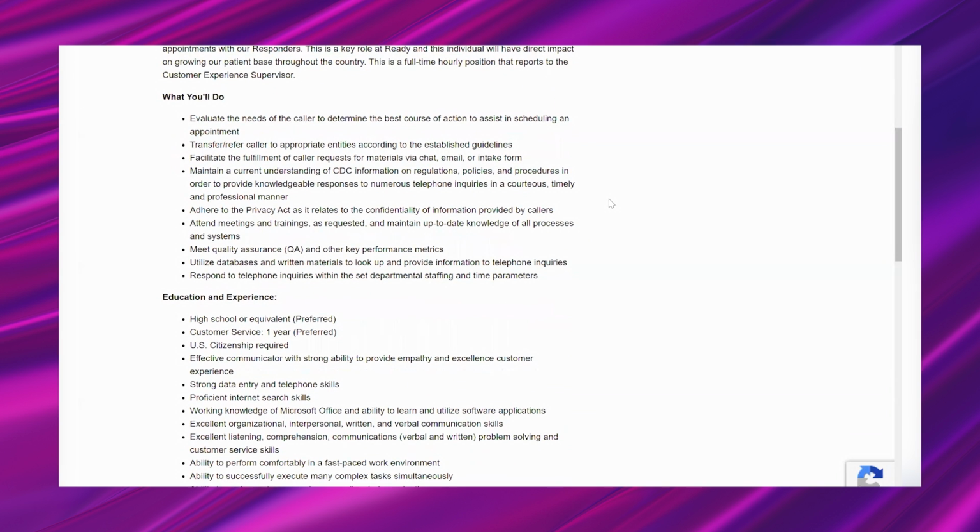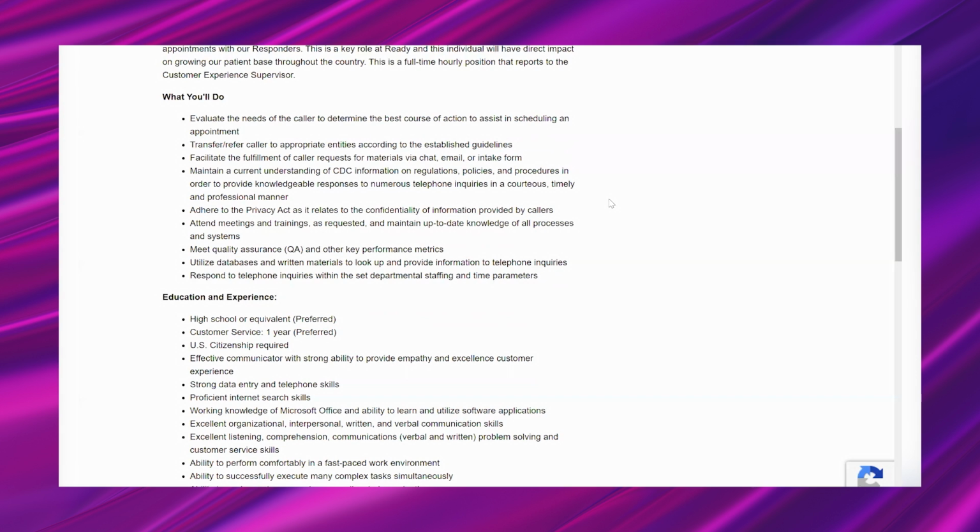What you'll do: evaluate the needs of the caller to determine the best course of action to assist in scheduling an appointment. Transfer or refer callers to appropriate entities according to the established guidelines. Facilitate the fulfillment of caller requests for materials via chat, email, and intake form. Maintain a current understanding of CDC information on regulations, policies, and procedures in order to provide knowledgeable responses to numerous telephone inquiries in a courteous, timely, and professional manner.